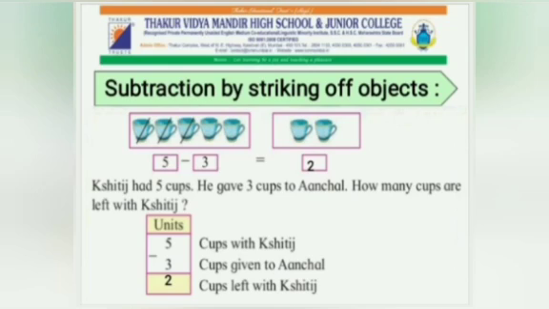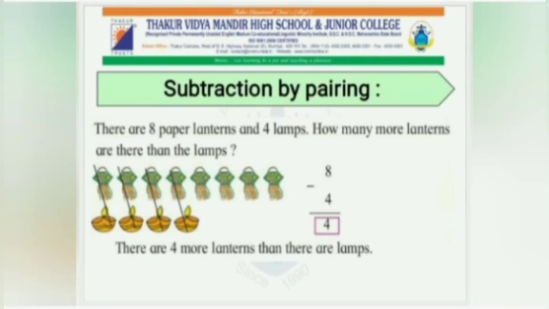Now let us see the next method, that is subtraction by pairing. For example, there are 8 paper lanterns and 4 lamps. How many more lanterns are there than lamps? Children, in this method, we have to make pairs of 2. By doing so, we'll come to know which one is more and which one is less. Let's start making pairs of lanterns and lamps.